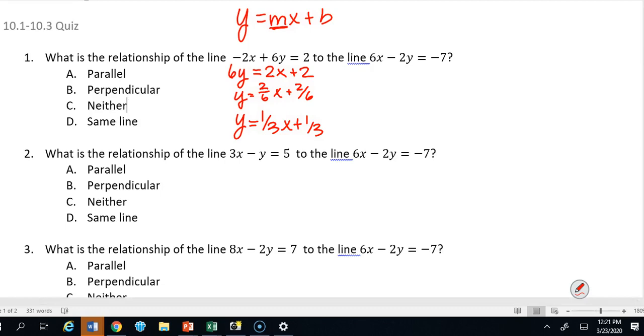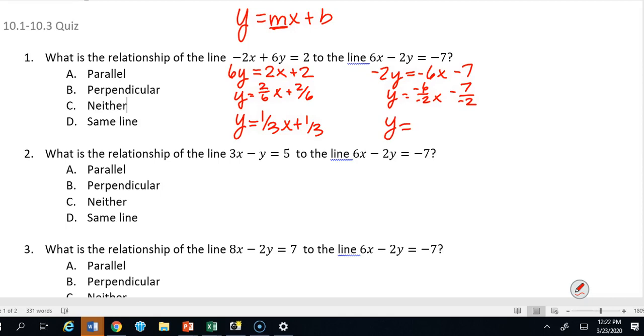So here again, we're going to move the 6x to the other side. We're going to get negative 2y equals negative 6x minus 7. Okay, then we're going to divide everything by negative 2. So y is equal to negative 6 divided by negative 2x minus 7 divided by minus 2.